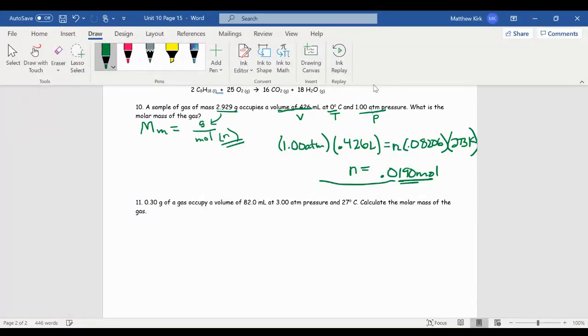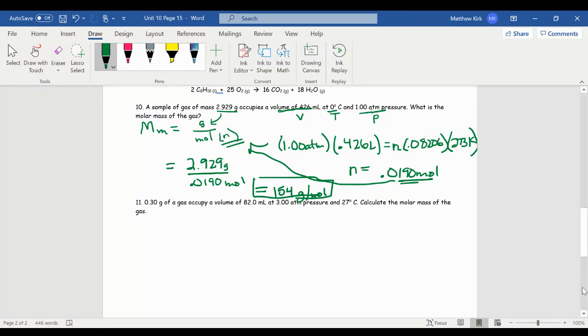So now that I know moles, now I can plug it into my molar mass formula. So my 2.92 grams over 0.0190 moles, so 2.92 divided by 0.0190, and then I believe 3 sig figs. My final answer should be 154, and then don't forget your units for molar mass are grams per mole. So 154 grams per mole is the answer.